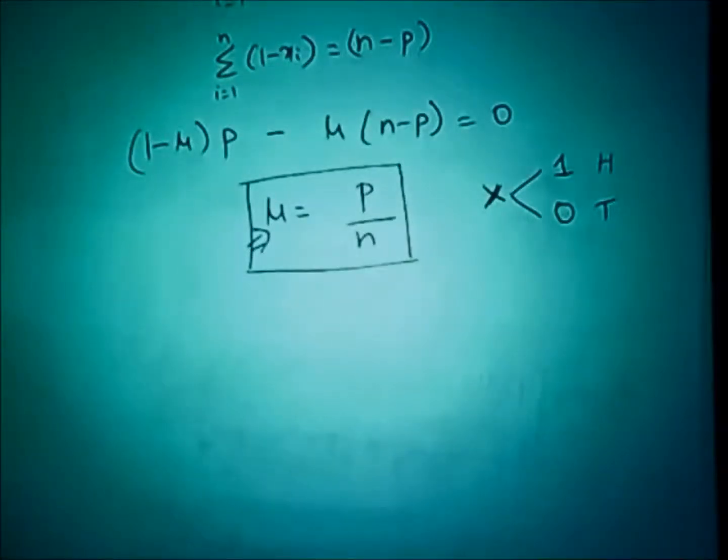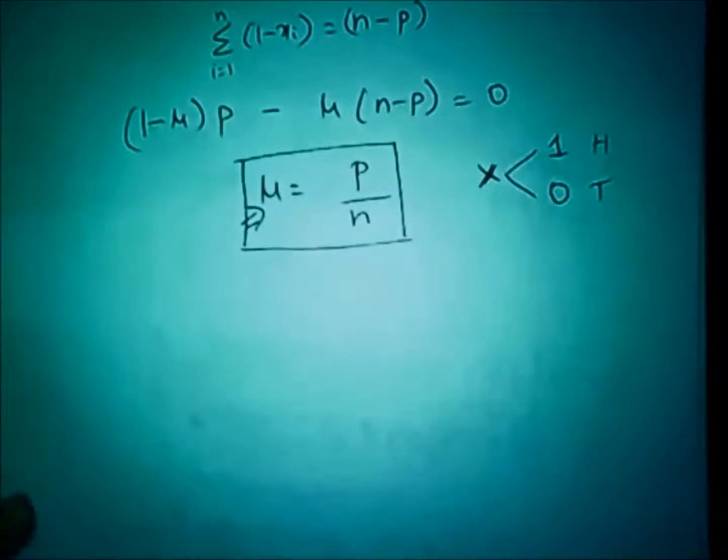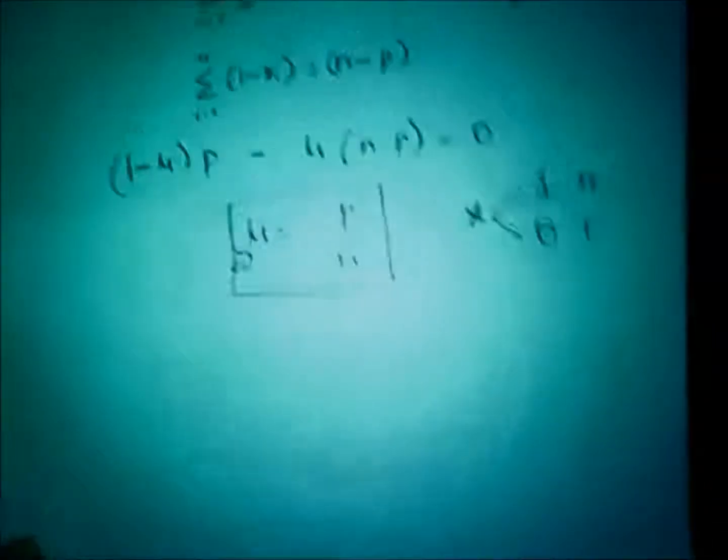So in MLE, we use the data that we have already seen to estimate the parameters of the distribution from which we have sampled our variables. Now let us look at one more example, which is the Gaussian distribution.